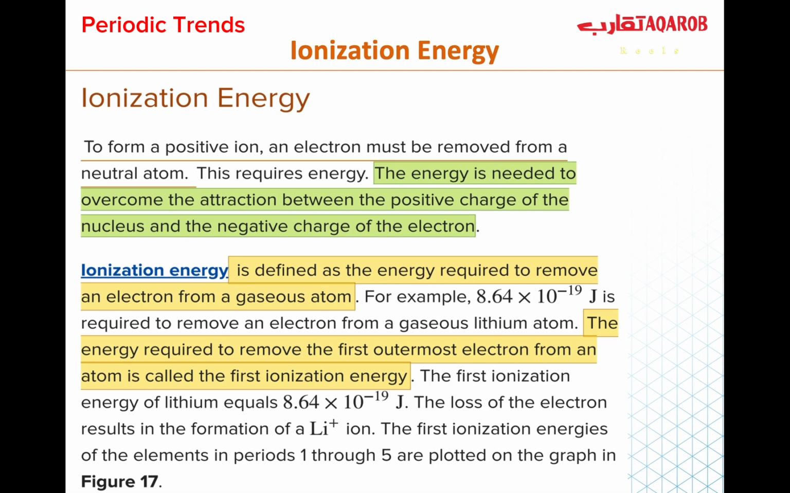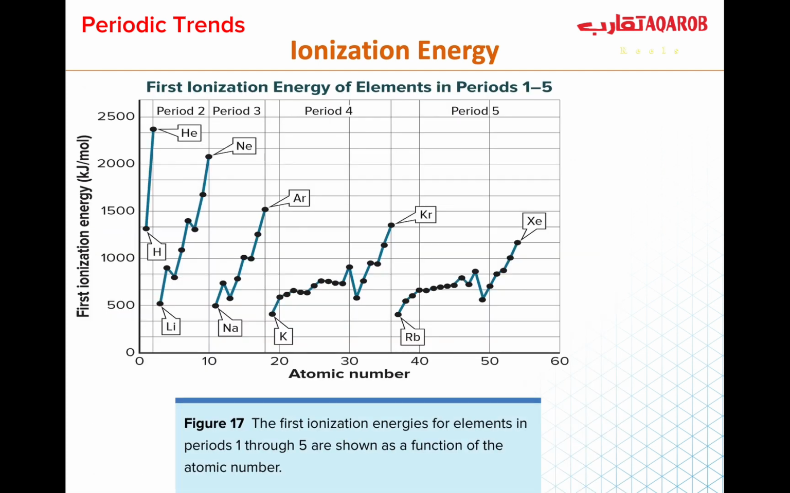The loss of the electron results in the formation of what? Because we remove only one electron, it will be the Li positive 1 ion. These are the first ionization energies of the elements in periods 1 through 5, plotted on the graph in figure 17. So this is the first ionization energy of elements in periods 1 to 5, as you know, to lose only one electron.